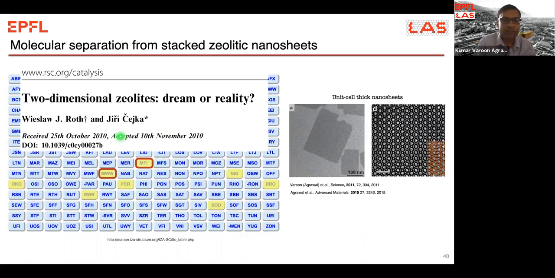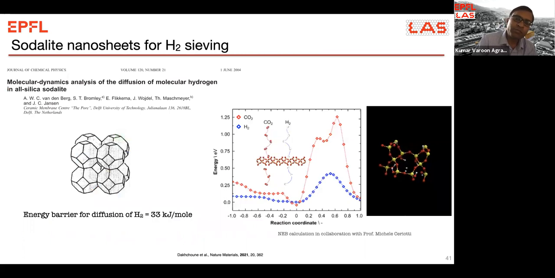So now we were looking at post-combustion capture. So we thought of investigating a zeolite which could separate CO2 from hydrogen. And one of the candidate zeolites for that is sodalite. And of course, we are not the first ones to look at this. Jensen's group looked at this way back, almost 20 years back, simulating hydrogen transport through sodalite. And they arrived at the conclusion that hydrogen can transport through the sodalite framework with a not too high energy barrier of 33 kilojoules per mole, right?